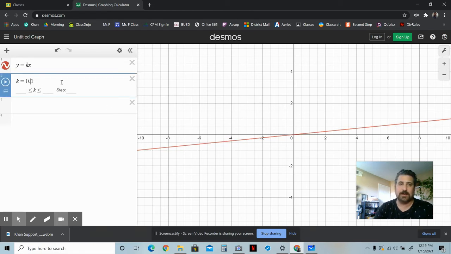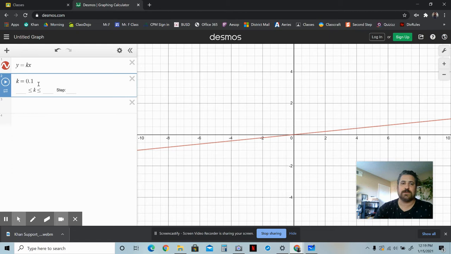You can even make k 0.01 or 0.001. And it's going to look closer and closer to a flat line, right? But as long as that is a positive value that's greater than 0, you're going to have a line that has a positive slope. It's going up from left to right very gradually.